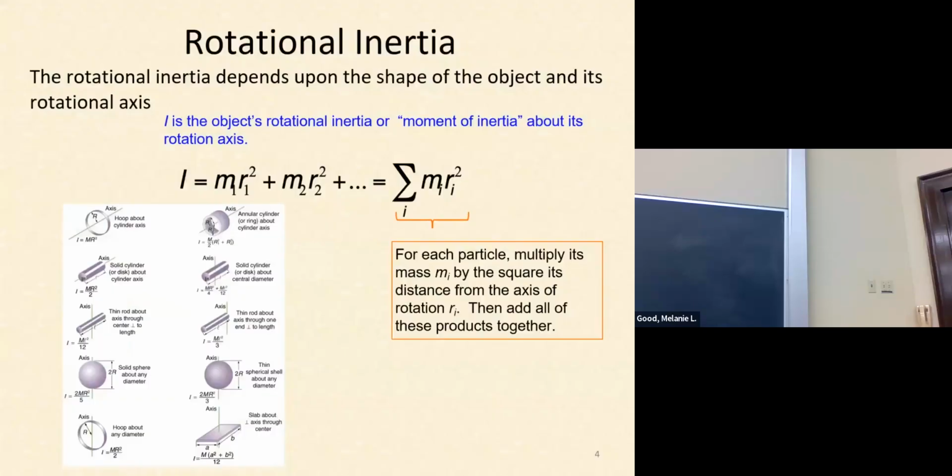And so from this formula, you can infer what the units of moment of inertia or rotational inertia need to be. They must be not just a kilogram like we had in the linear picture with Newton's second law. Well, now I've got a kilogram times a meter squared, right?